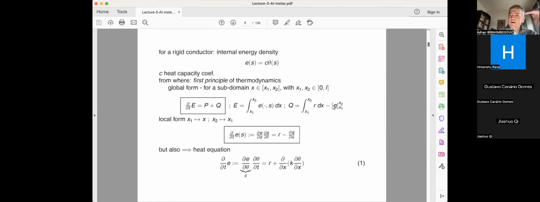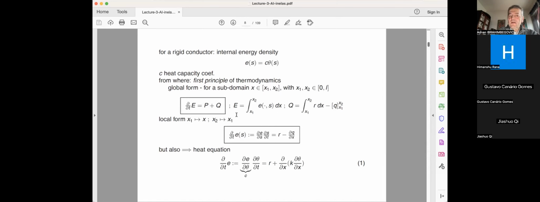And then you have flux. Flux is considered to be, by definition, outgoing. So if the flux is positive, you're supposed to be decreasing the energy. If flux is negative, you're supposed to be increasing. That's why you have a minus sign here. So now you go to the limit.